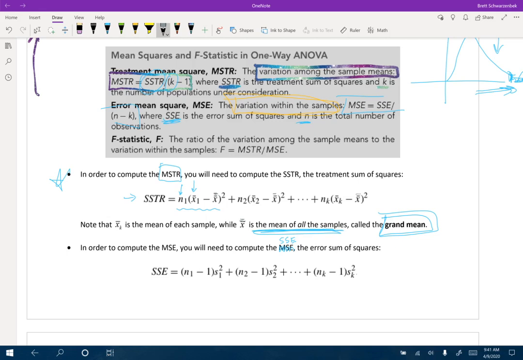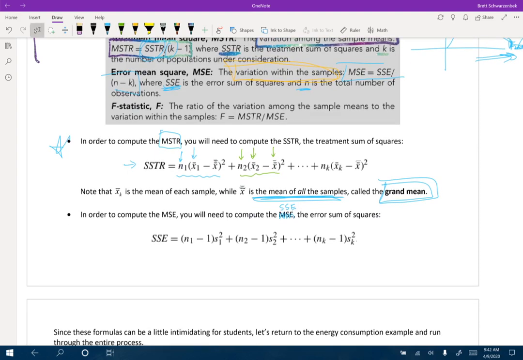Now, if you go to the other values, you're going to see that it just repeats. So the sample size from population 2, the sample mean from the sample you're taking from population 2, and again the grand mean. All you're going to do is find that for every population and sample, and then add them up to get SSTR.